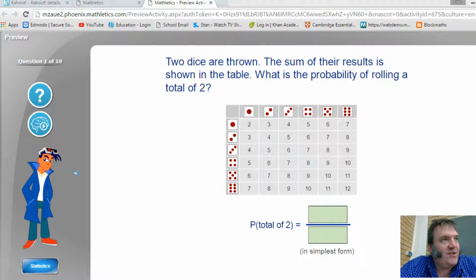Okay, so this is the first question from Dice and Coins. 2 dice are thrown and the sum of their results is shown in the table. So they're just adding together what they add up to.